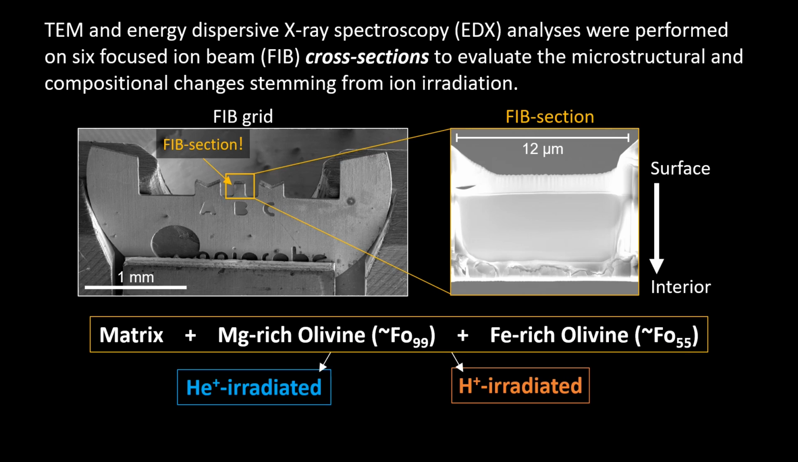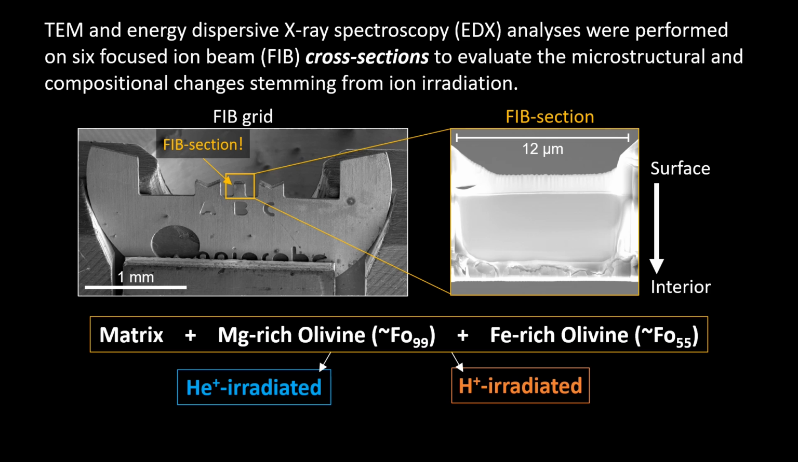To prepare for our TEM and energy dispersive X-ray spectroscopy analyses, we extracted 6 focused ion beam cross-sections from our irradiated Murchison sample. These FIB sections were pulled from matrix material, magnesium-rich olivine, and iron-rich olivine in both the helium and hydrogen irradiated regions. And as cross-sections, these FIB sections capture both the surface and interior of our sample, allowing us to evaluate microstructural and compositional differences between the ion-affected surface and the unaltered substrate below.